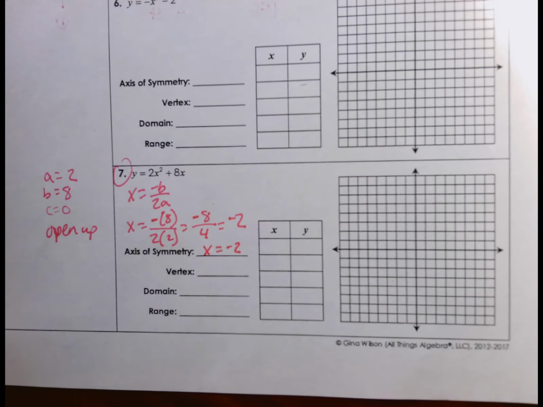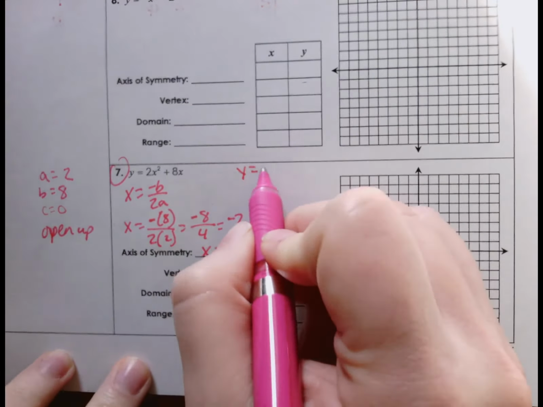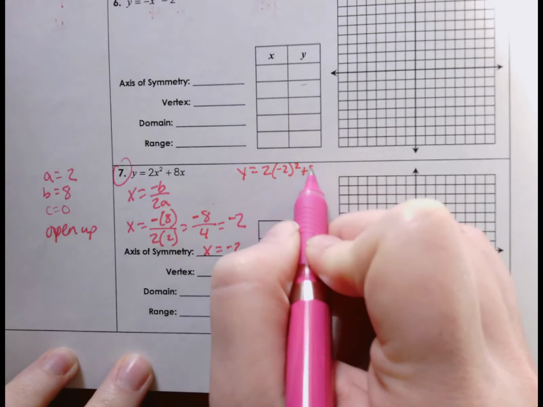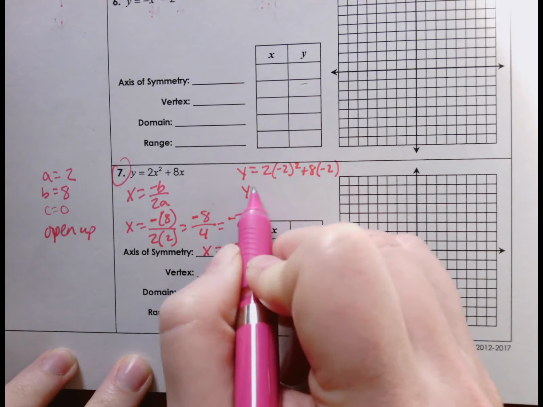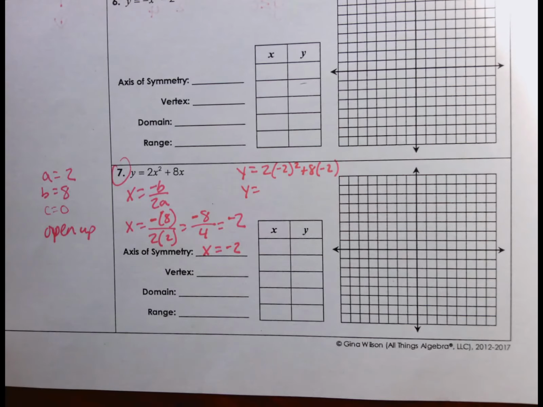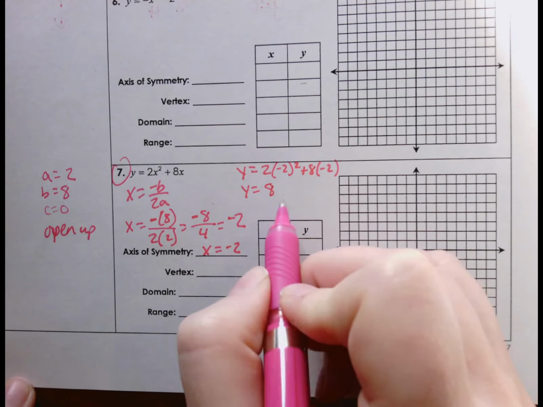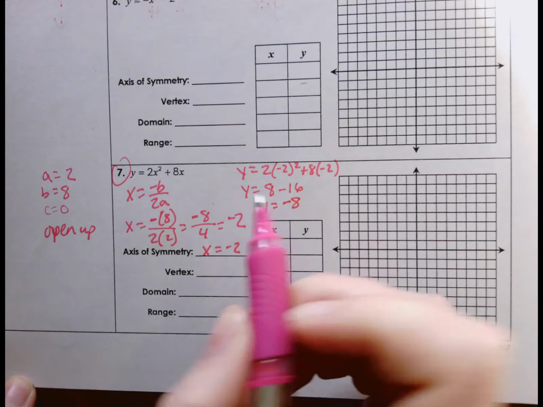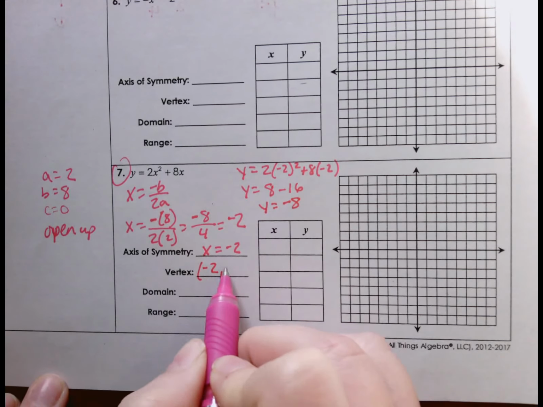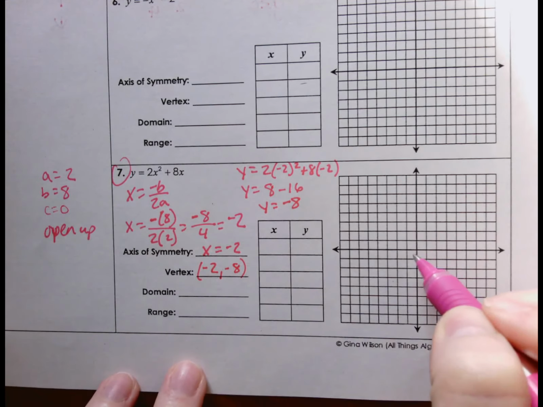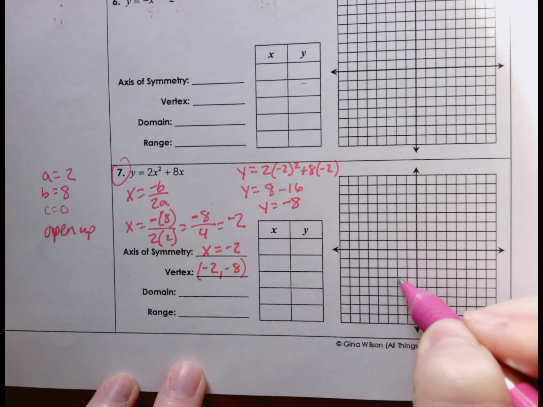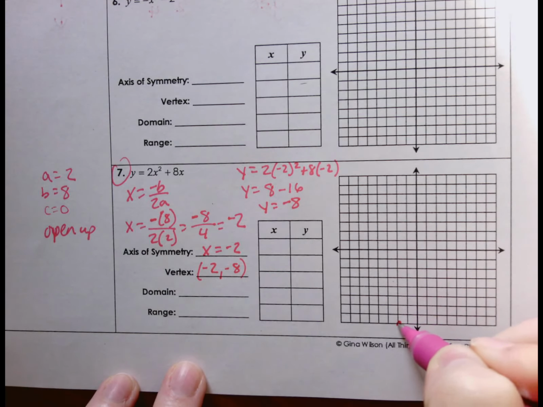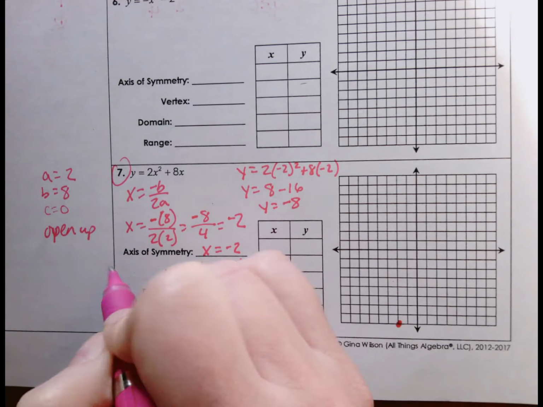And then we plug in that value to find out what y is going to be. So y is equal to 2 times negative 2 squared plus 8 times negative 2. Negative 2 times negative 2 is 4. 4 times 2 is 8. 8 times negative 2 is negative 16. So y is going to be negative 8 in this case. So x is negative 2, y is negative 8. I'm going to go ahead and plot that point. It is going to be opening up, so this is going to be our lowest point, our minimum.